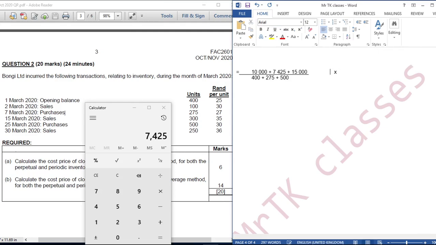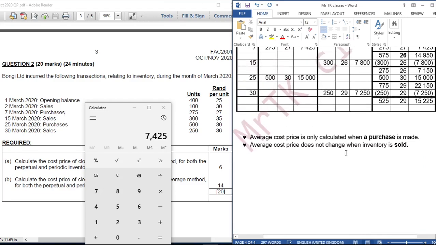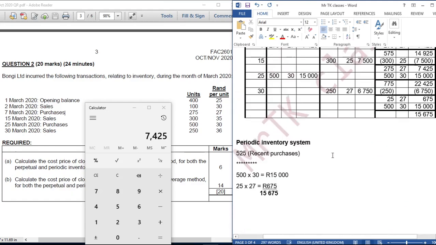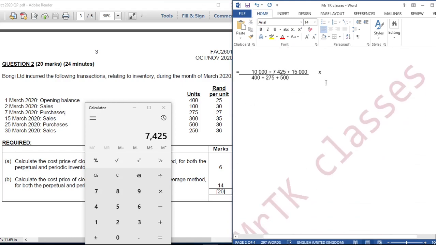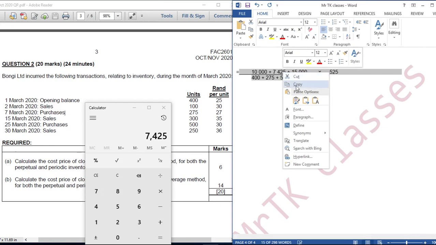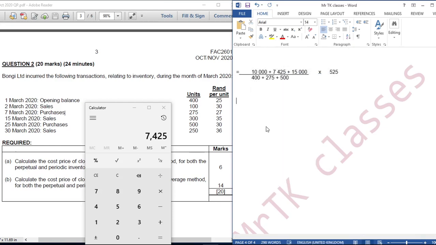multiplied by, remember when we started we calculated the number of our closing inventory units, calculated them somewhere, these ones, 525. Okay, so let us come here and say multiply by 525. So now we need to simplify this. Okay, let me just copy this.